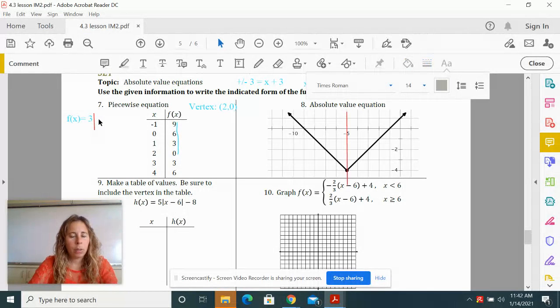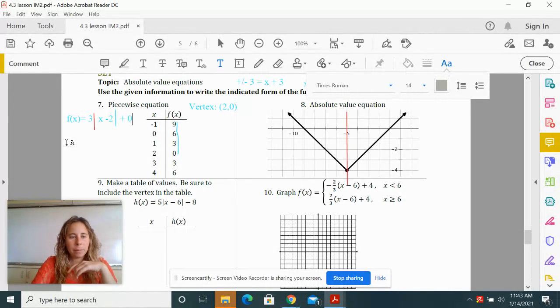Thank you. 3 times the absolute value. Then in here we have x, your vertex is 2, so it's x minus 2, and then I'll just draw the line. There. Absolute value of x minus 2, and then 0. So we didn't shift any up or down. So if you want, you can write plus 0. So that's the absolute value equation.